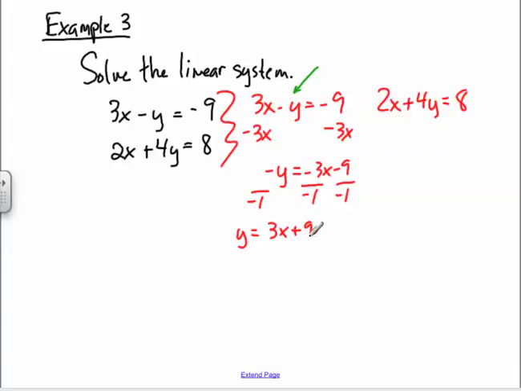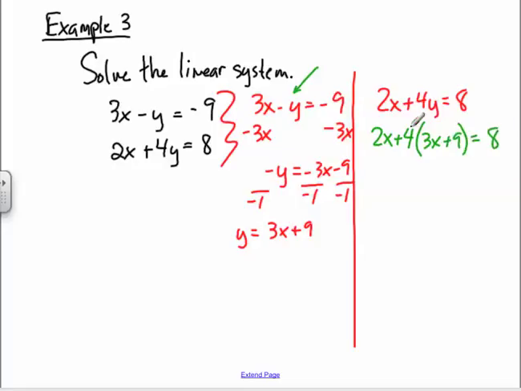I'm going to divide everything by negative 1, and I'm going to get y is equal to 3x plus 9. Now I'm going to put a little line here, just to keep my math separate so I don't get confused. When I start working this one, I'm going to get 2x plus 4 times, not y, but what y equals, 3x plus 9. Now, of course, I need to distribute first, and I'm going to get positive 12x, positive 4 times 3x is positive 12x, and then plus 36, and I just bring down my 2x here, equals 8.